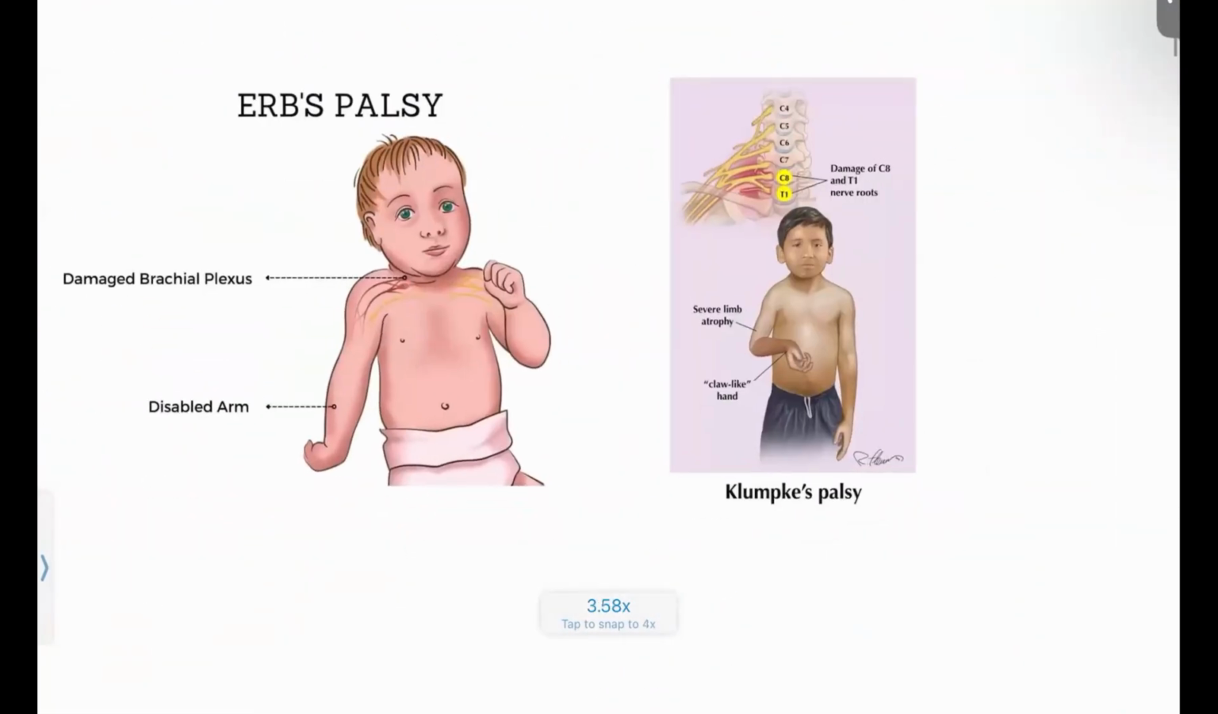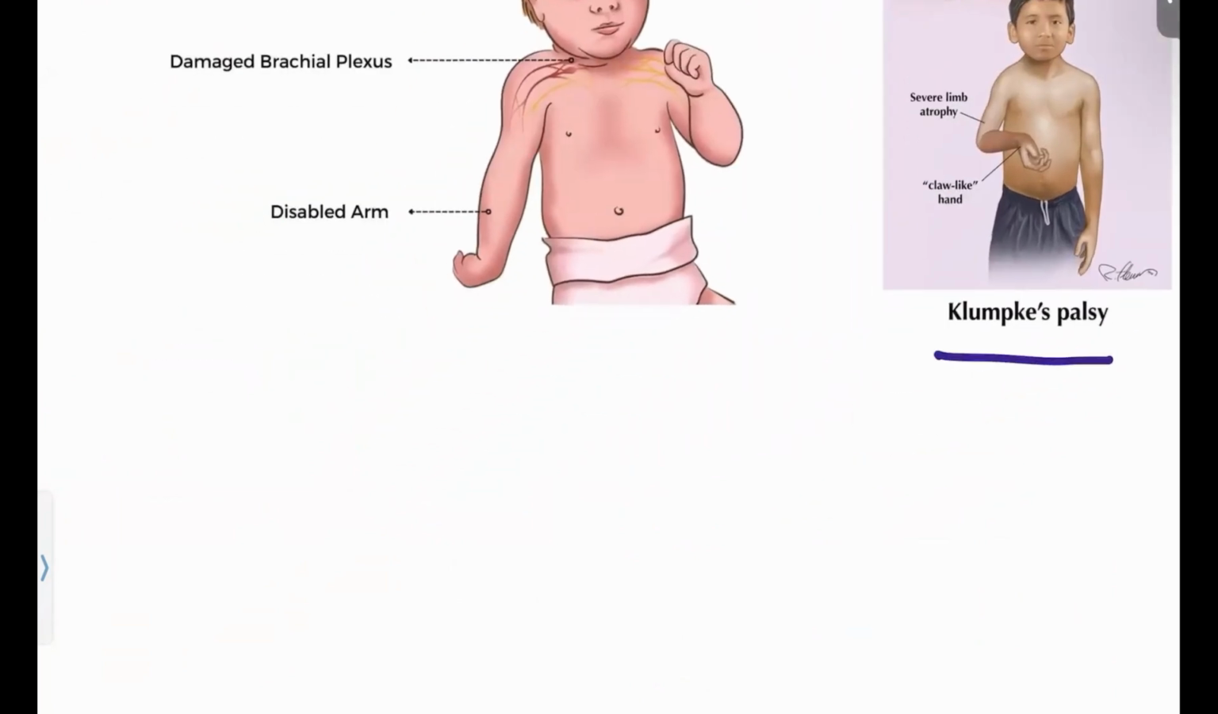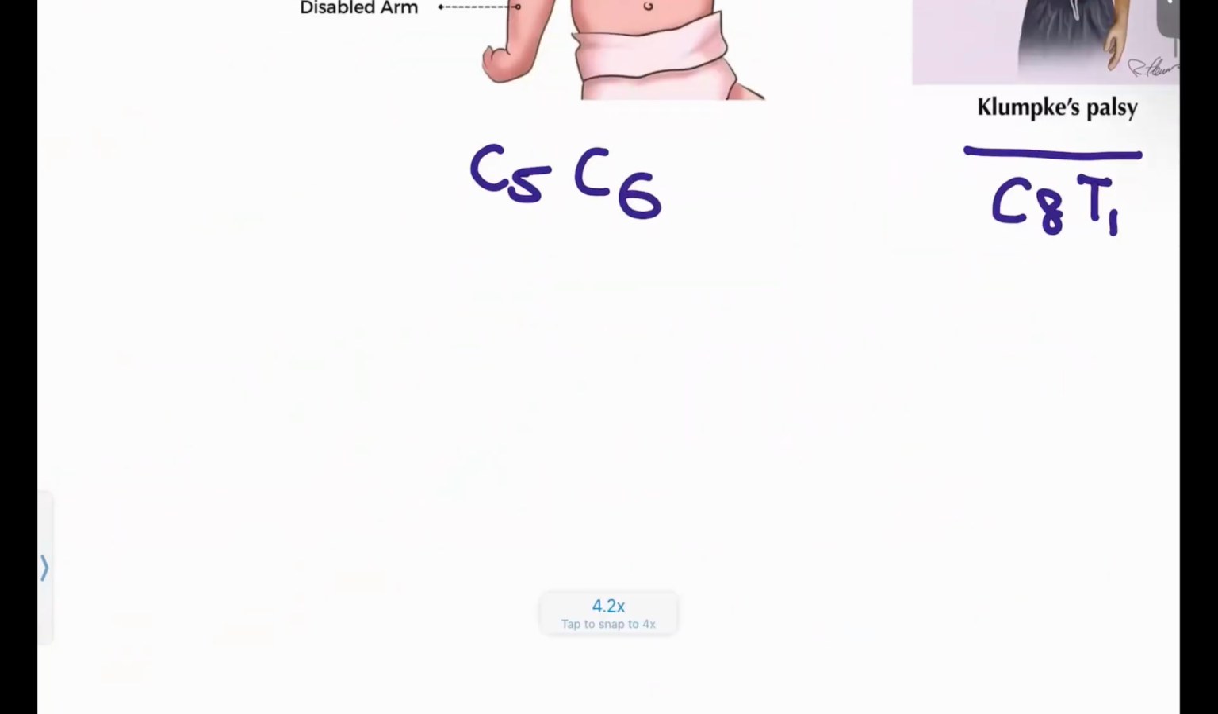Next, moving on to Erb's palsy and Klumpke's palsy. What are the nerve roots involved in Erb's palsy? That is your C5 and C6. And how about Klumpke's palsy? That is your C8 and T1. And what are the deformities? Let's see what are the nerves that are involved.